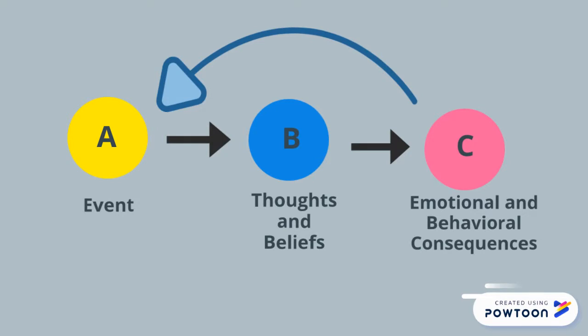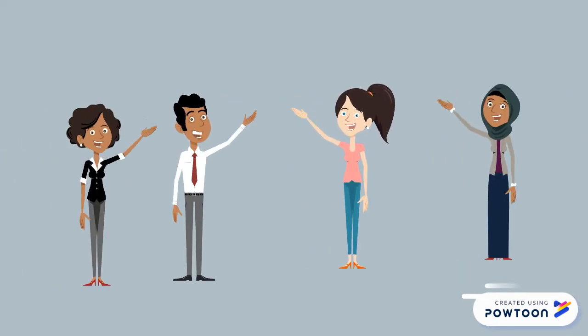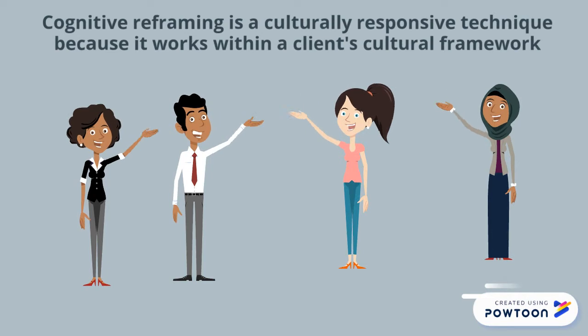Cognitive reframing works at step B to correct biases in information processing and modify the core beliefs that are supporting our faulty conclusions. It attempts to reduce negative symptoms by modifying maladaptive thoughts believed to maintain many psychological disorders. Cognitive reframing is a culturally responsive technique because it works within a client's cultural framework and considers their cultural identities when making practical observations and suggestions about possible changes.